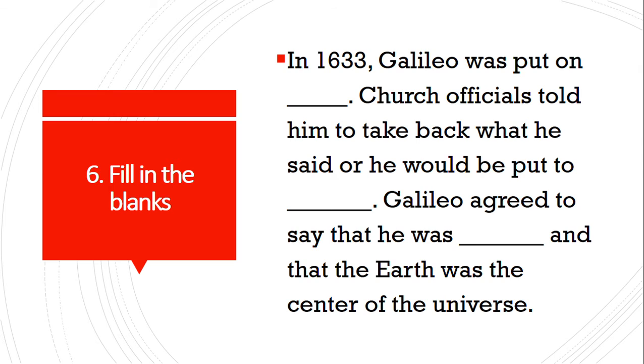And in 1633, Galileo was put on trial. Church officials told him, you have to take back what you said. You have to go back and say, I was wrong. Or, we're going to put you to death. So they're not fooling around. He agrees to say that he was wrong and that the Earth was the center of the universe. But the rumor has it, even though he took back what he said, when he was leaving court that day, under his breath, he said something like, and yet Earth does move.